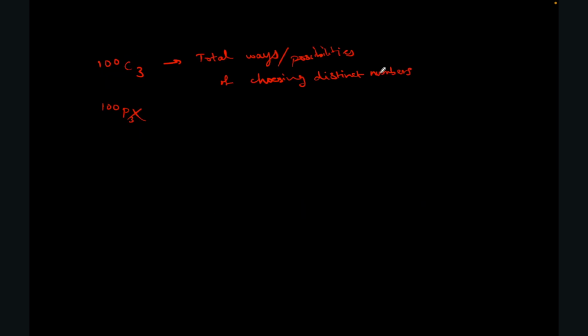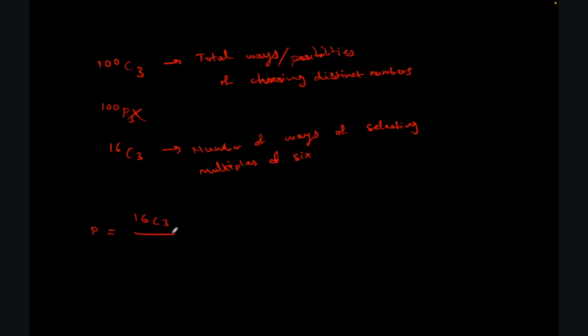Same idea here as well. It's going to be 16 C3, as simple as that. The number of ways of selecting multiples of 6. So how do we find the probability? The probability is going to be 16 C3 by 100 C3. That's all it's going to be.